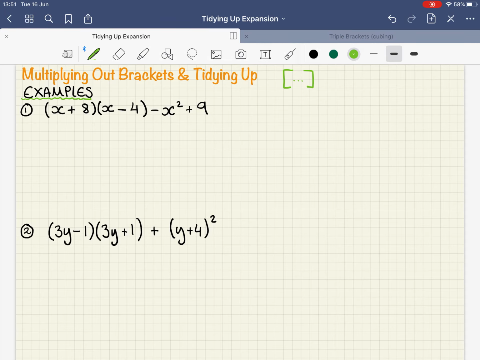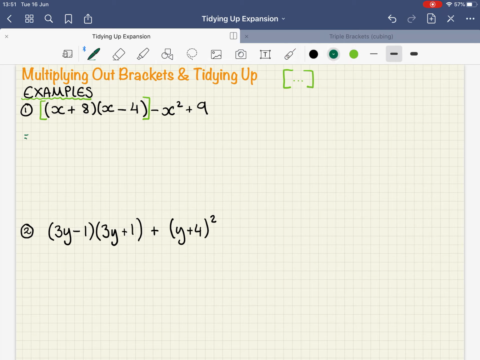So this first one here, I've got (x + 8)(x - 4), all in brackets, minus (x squared + 9). Wherever I've got my curve brackets, whenever I'm going to be doing an expansion, I'm going to be putting my square brackets around it. I'm not going to worry about this bit out here because that's not within a bracket and the positives and negatives are all relevant there. So I'm just going to leave that alone for the time being.